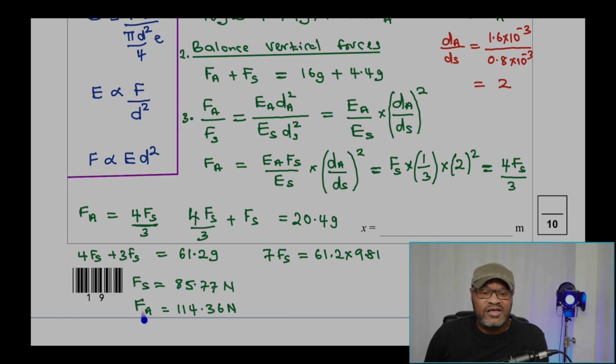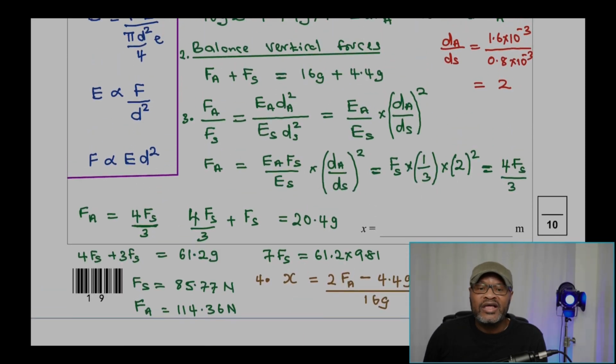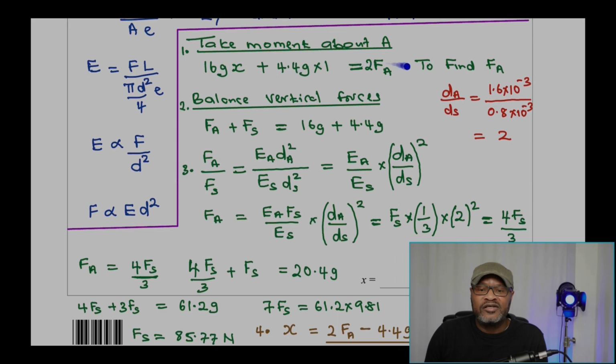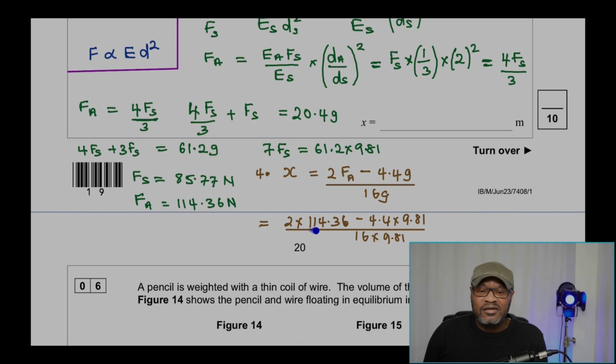Now I know FS and FA values. I can then use that here to find x, especially the FA value. So making x the subject here, I take that to the other side, divided by 16g. So 2FA minus 4.4g divided by 16g. And plugging the values in, that's 2 times the FA value minus 4.4 times 9.81, divided by 16 times 9.81. Then x is 1.18 meters. So I can write the x value to be 1.18 meters.